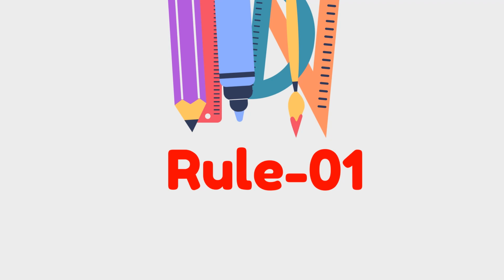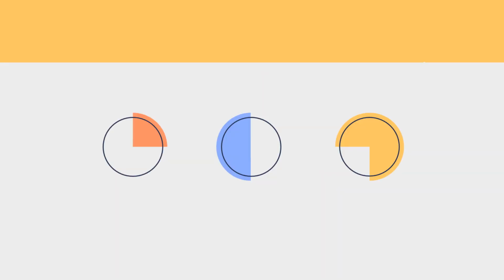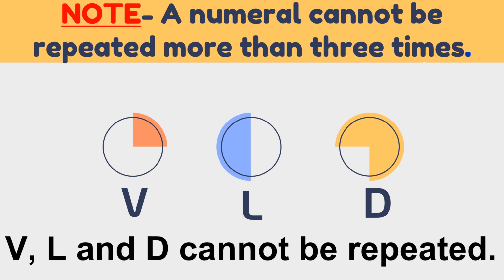In order to write the Roman numerals, we need to learn some rules, children. Rule 1: repetition of a numeral means addition. Important note, children: a numeral cannot be repeated more than 3 times while writing Roman numerals. And you have to learn that V, L and D cannot be repeated.